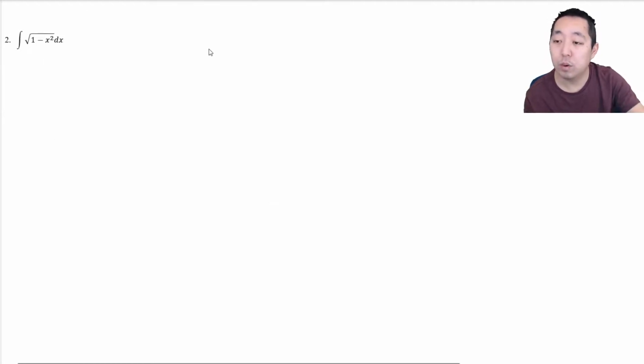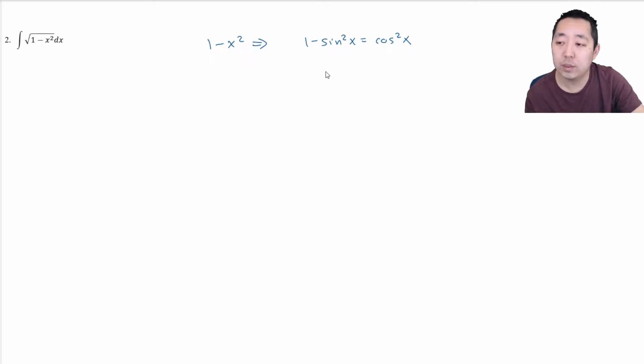So suppose I have 1 minus x squared. Well, then this one is going to look more like the trig identity 1 minus sine squared x equals cosine squared x. It doesn't really matter which one you do. Sorry, theta. Let's use theta here, so it's much easier. So here I'm going to say, well, if x were equal to sine theta, dx would then equal cosine theta d theta.